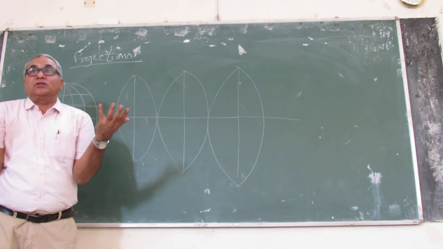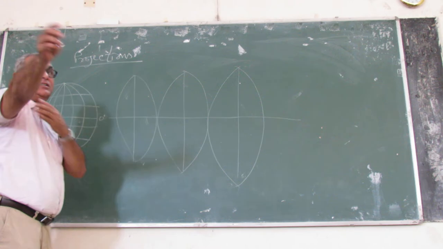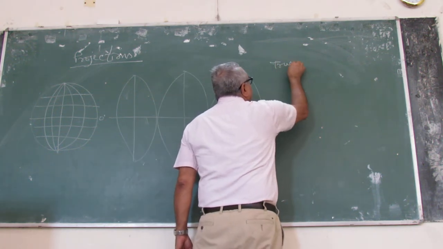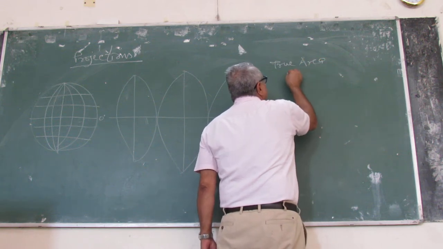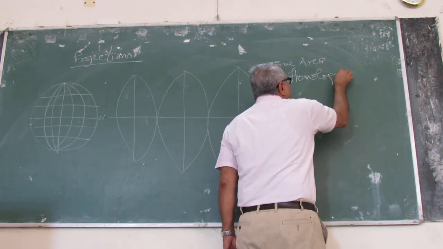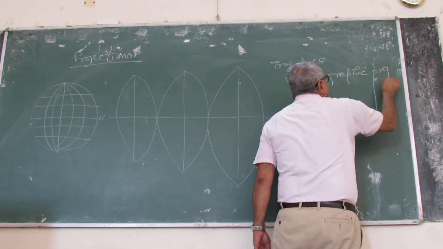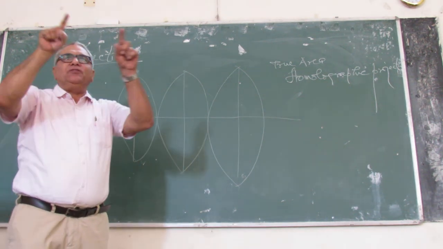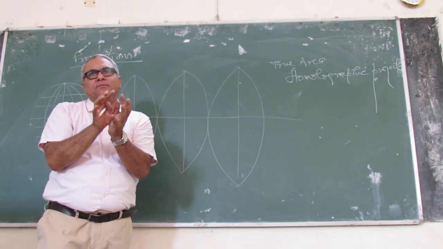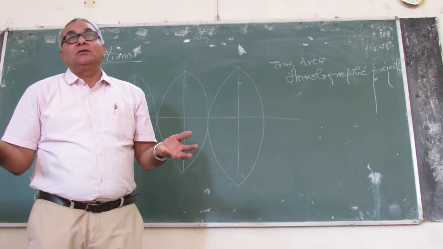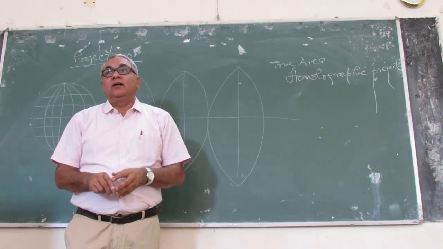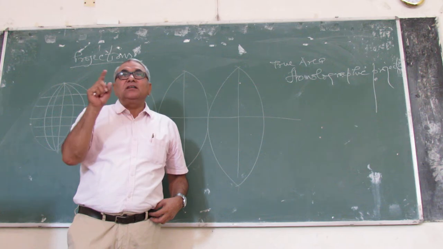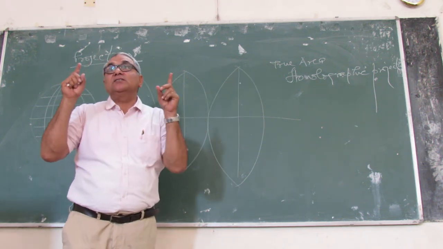On the projection, there are two, three things. By constructing the projection, there are three basic parameters of projection. One is true area, which is called homographic projection. Whatever the area is, if the area is small, the projection should show the small area. If you see the wall map, the size of Greenland looks much bigger than India. But in accurate area, it is much smaller than India. So it means it is not true area. That projection is not showing the true area.